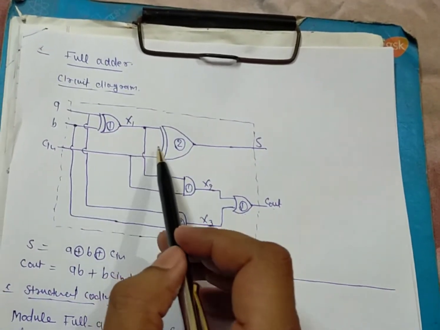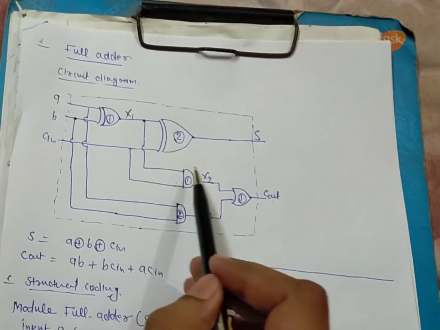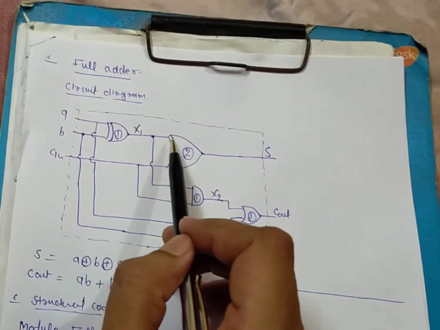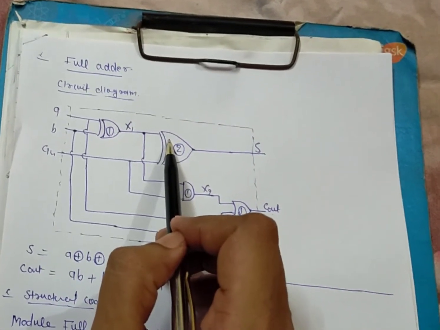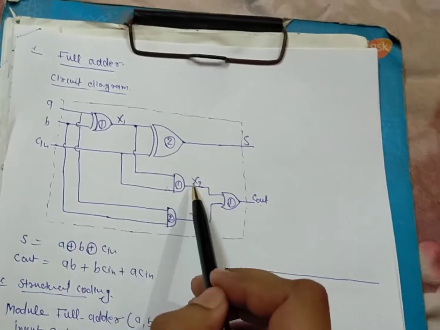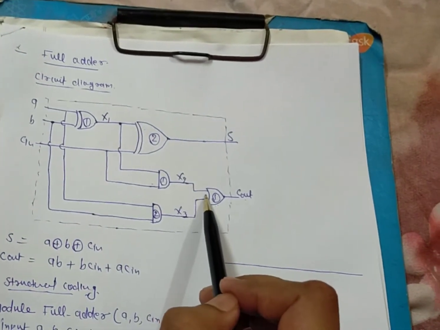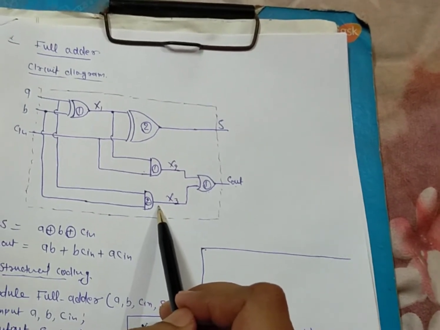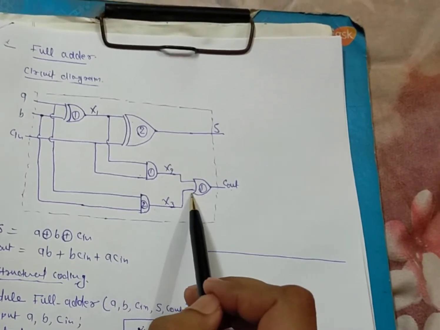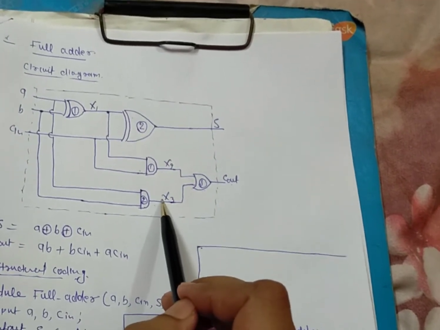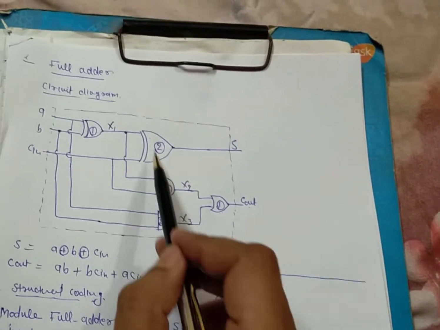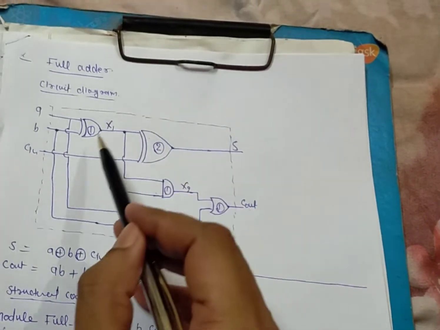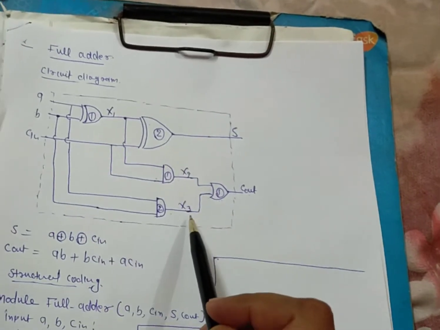All these gates are interconnected through wires. The output of the first XOR gate is connected to the input of the second XOR gate through the wire X1. The output of the AND gate is connected to the input of the OR gate through the wire X2, and third, the output of the other AND gate is also connected to the input of the OR gate through the wire X3. So we need to name all these interconnects, which are represented by the wires X1, X2 and X3.